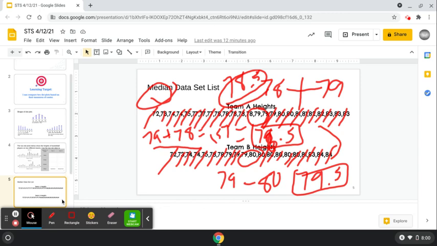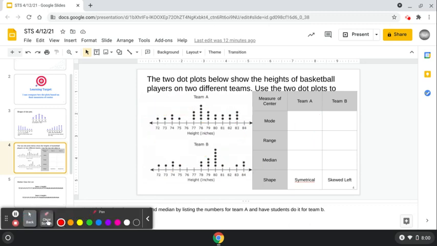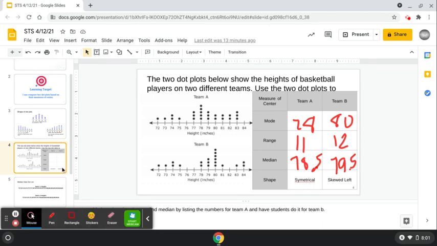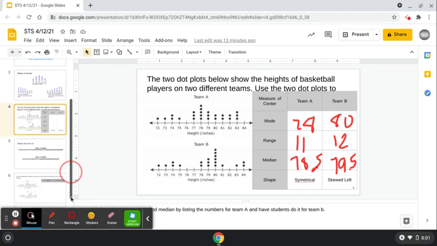Okay, so let's type in all our values in the table here. And let me go ahead and clear that screen. All right, so we had the mode. We know that the median for team A was 78.5. The median for team B was 79.5, so very close. The range for team A was 11. For team B, it was 12. The mode, 78 for team A and 80 for team B. And then we have shape. So let's use this information and go look at some comparison statements about these two shapes.